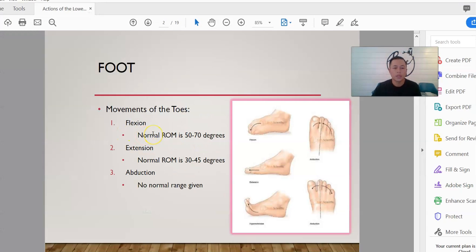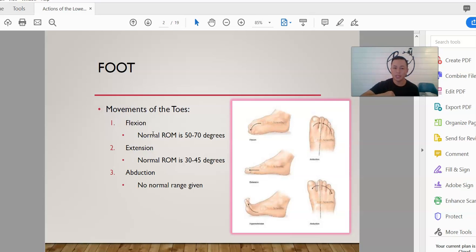All right. So the foot, the ankle and toes, right? So the movement of the toes, imagine this is your foot here. We have flexion, meaning you're curling your toes down to the floor. If you've ever picked up a coin or a penny or a pencil from the floor, the way you're going to do that is you're going to curl your toes down and pick it up, okay?